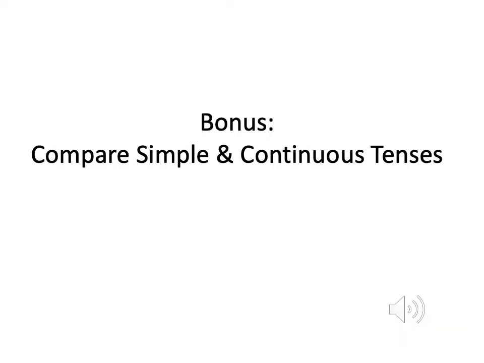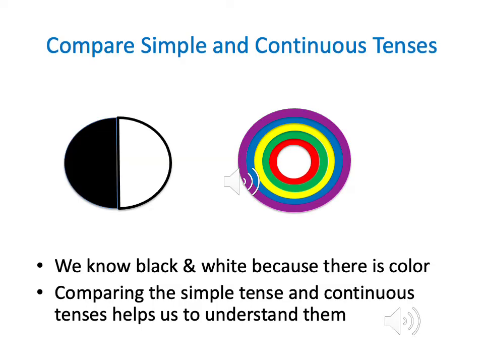Okay, here's a bonus, something extra. We're going to compare the simple and continuous tenses because this sometimes helps us to understand some things better when we compare them. For example, we understand black and white because there is color. Comparing the simple tense and continuous tenses helps us to understand them.